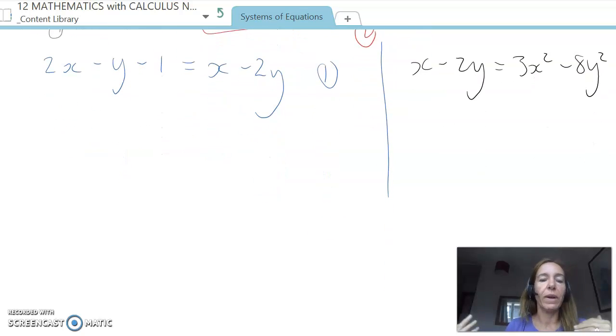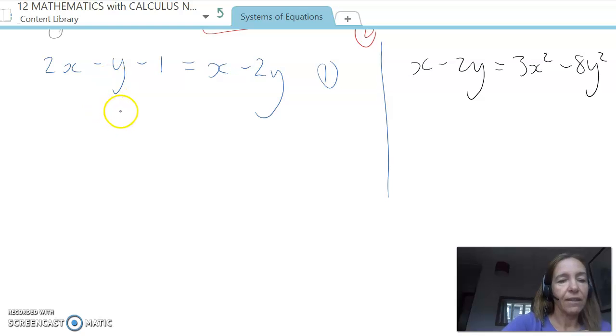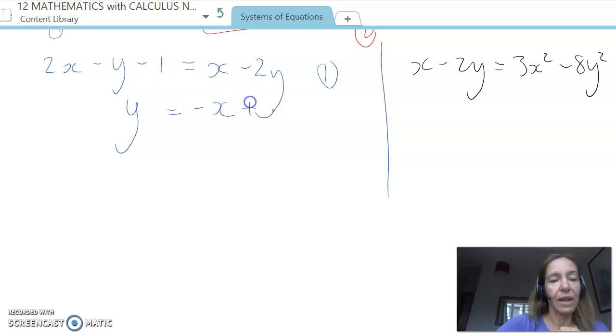First of all, let's get all my x's on one side and all my y's on the other side. So I'm going to take my 2y to this side, so that's going to give me minus y plus 2y, which gives me y. And then if I take this x to that side, it'll be x minus 2x, which gives me minus x, and the 1 will come over, and I've got a 1 over there. Okay, so that one's done.